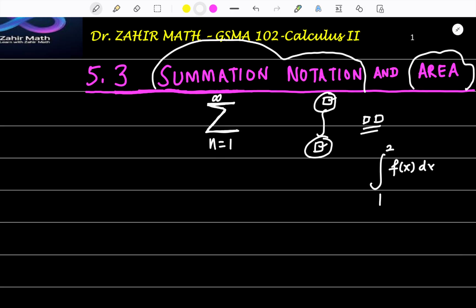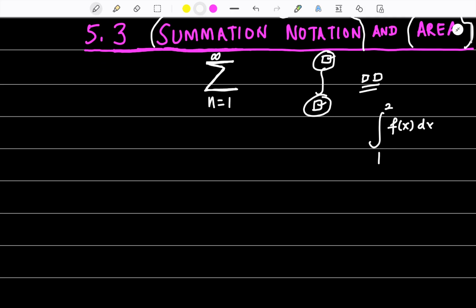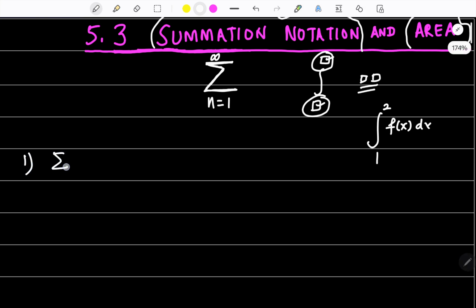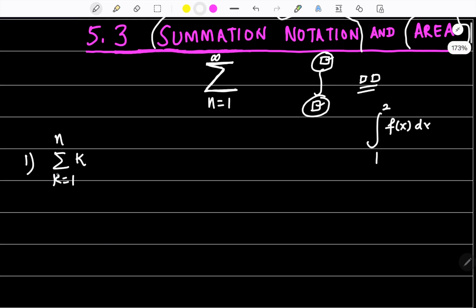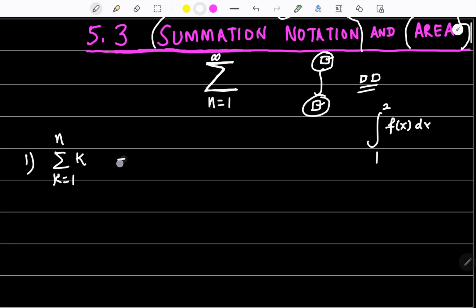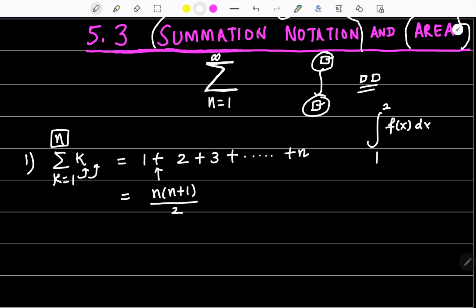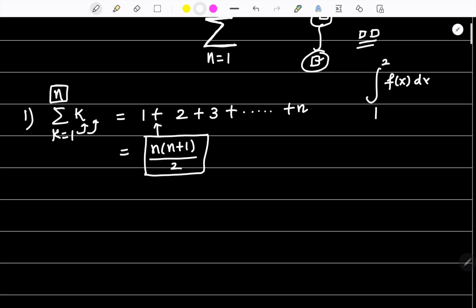Let's go. So I'm going to give you a few rules before starting this exercise. The first rule is sigma k equals 1 to n of k. It means you start k from 1 to n. You put k equal to 1, plus k equal to 2, plus k equal to 3. This plus means summation. Like this it goes up to the last number, n. There is a formula for this rule: n times n plus 1 divided by 2. This is the first formula you are going to remember.